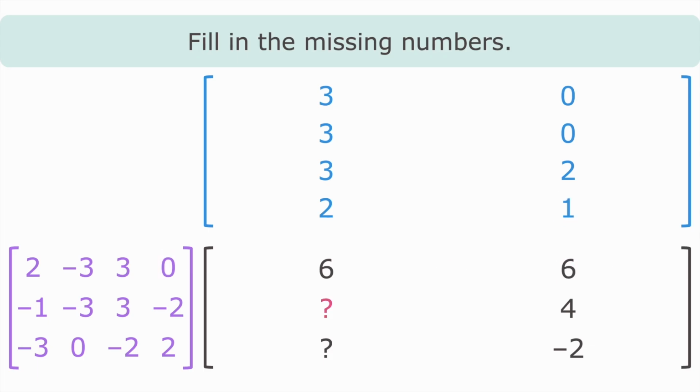The next missing entry is in row 2, column 1. We get negative 1 times 3 plus negative 3 times 3 plus 3 times 3 plus negative 2 times 2, which is -7. Our final missing entry is in row 3, column 1. -3 times 3 plus 0 times 3 plus -2 times 3 plus 2 times 2 is equal to -11.